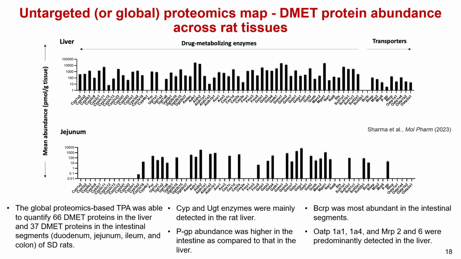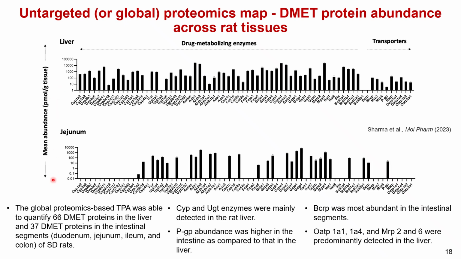Apologies for a busy slide here, but what I want to show is the results from the untargeted or global proteomics map for the DMET protein abundance across the rat tissues. Here I'm showing the results in the liver and the jejunal compartments. However, the analysis was also performed on the duodenum, ileum, and colon segments of rat intestines as well. On the x-axis are the drug metabolizing enzymes and also transporters present in the rat tissues. On the y-axis is the mean abundance of these DMET proteins in picomole per gram tissue.